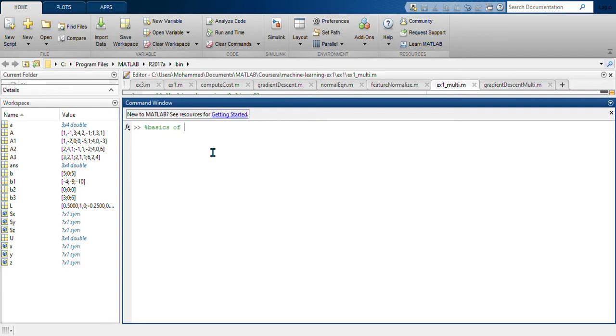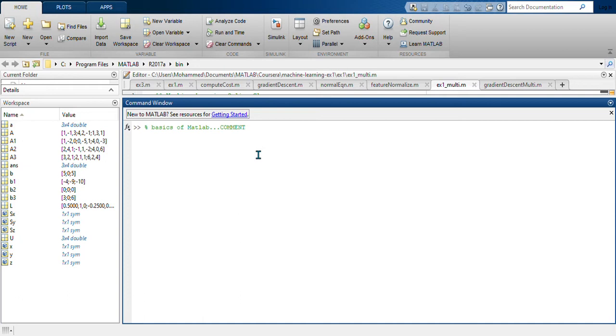So basics of MATLAB. Now, if you notice here, what I've typed here starts with a percentage sign. So whenever we start a line with a percentage sign, it's a comment. That means it's not a part of the program. Okay, it's just a comment for our reference.